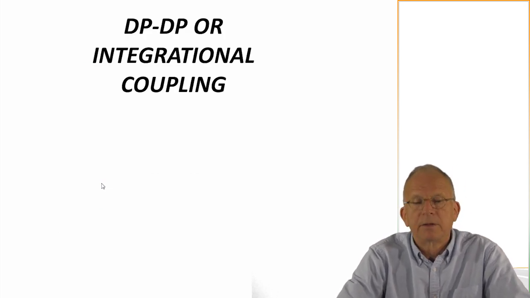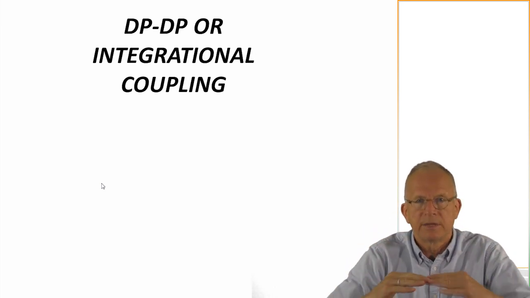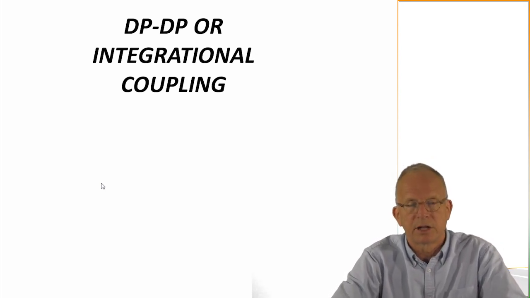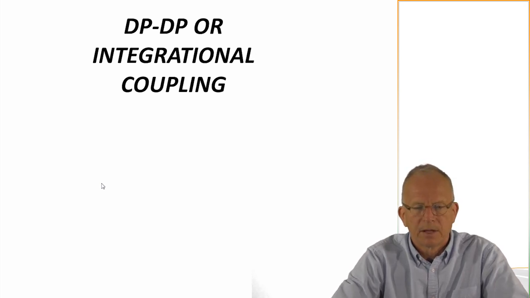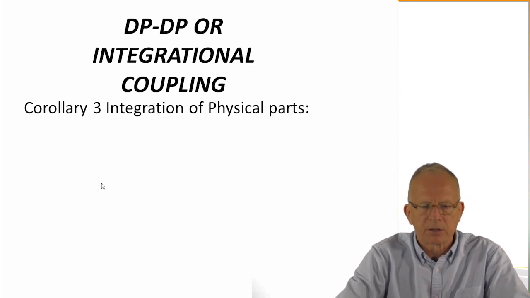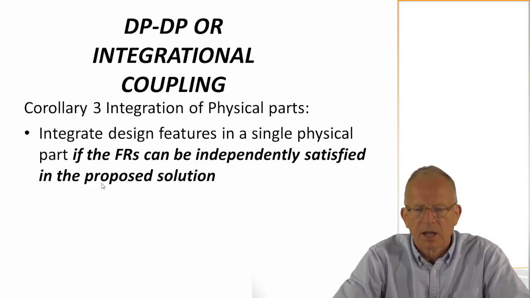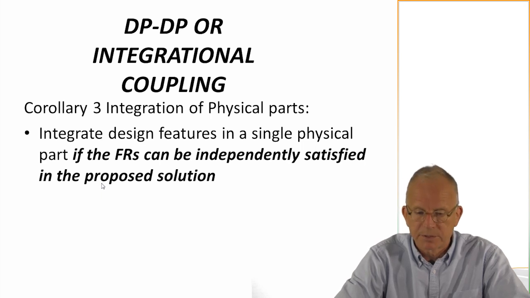Another kind of coupling that we should look at is the integrational coupling, DPs on DPs. When we do the decomposition and bring it down to the leaf level, we essentially have all the components, but nothing's physically integrated yet. In the first section on this, we talked about physical integration, and we don't want to introduce coupling during the physical integration. There's a corollary in axiomatic design about the integration of physical parts: they should be integrated into a single part if the FRs can be independently satisfied in the proposed solution.